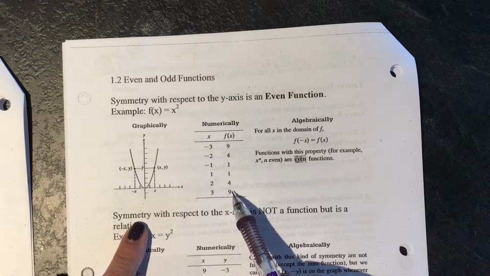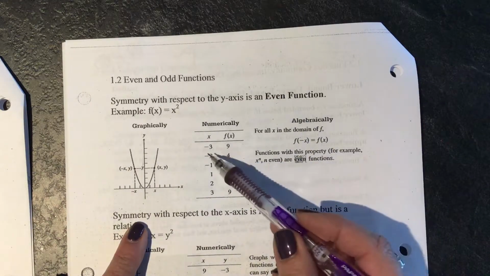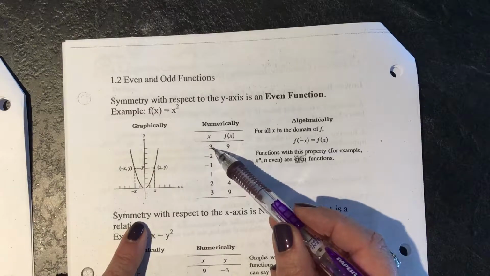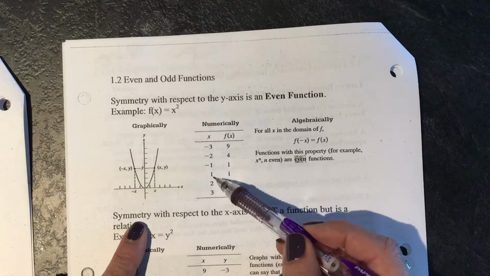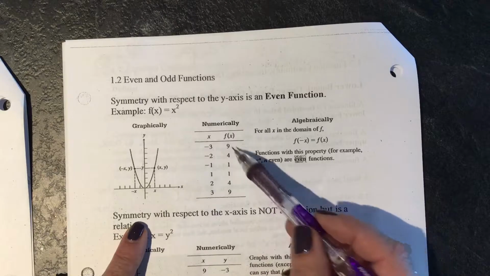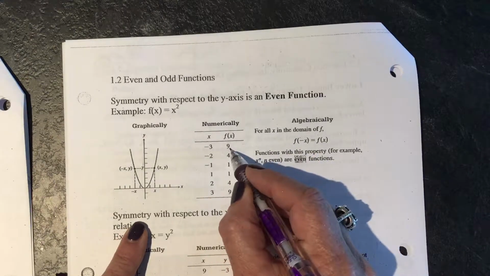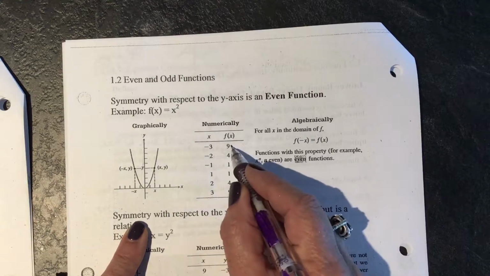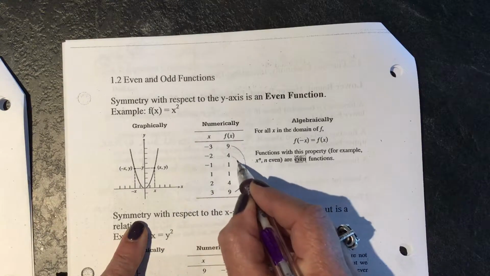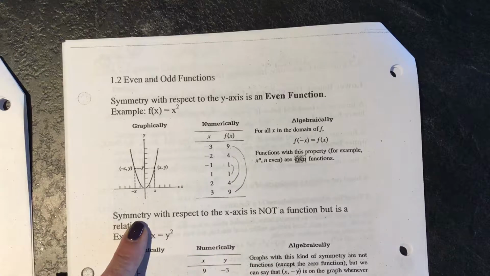Numerically, if we look at the x values, you can see that we're increasing from -3, -2, -1. But what we want to pay attention to is the y, so that when x is -3, y is 9. But also when x is 3, y is also 9. And you can see the symmetry through the table.